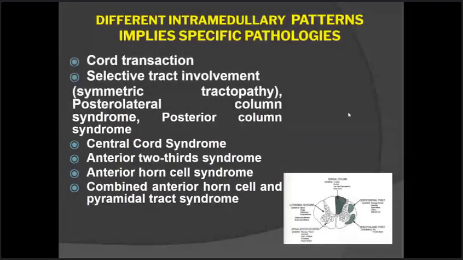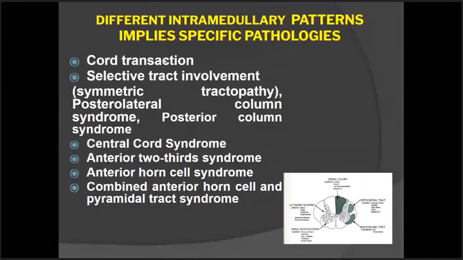There are different intramedullary patterns that imply specific pathology, and we will mention them when we discuss the diseases. I will say, this is cord transection, this is selective tract involvement, this is central cord lesion, this is anterior two-thirds. These are syndromes, and for each syndrome there are causes.